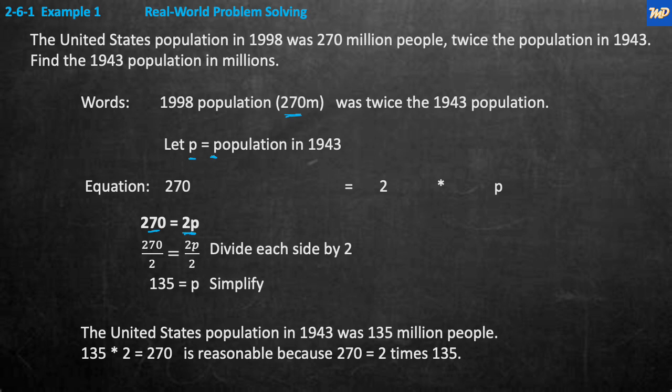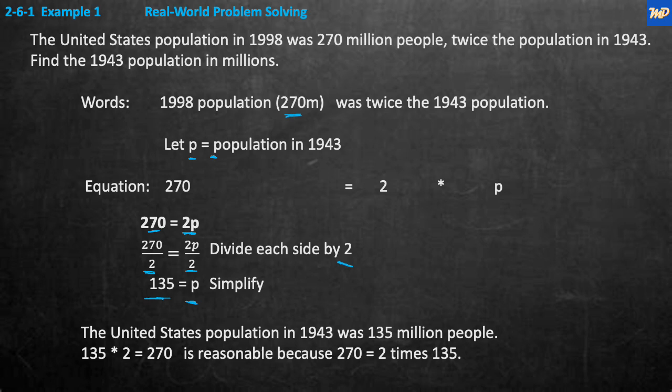So anything you do to one side, if we divide the right-hand side by 2, we have to divide the left-hand side by 2. And that's what we're showing right here. 2p divided by 2 is equal to 270 divided by 2. We divide each side by 2. When we do that, we find out that p, after we simplify, is equal to 135.